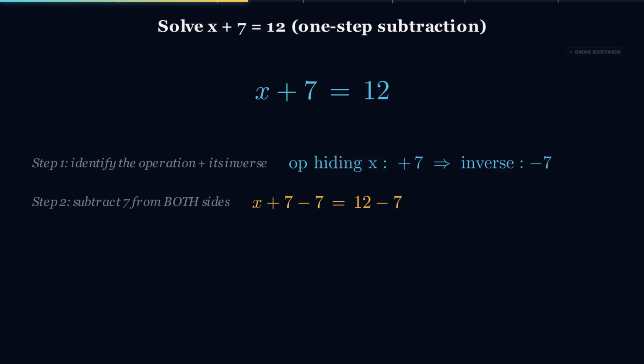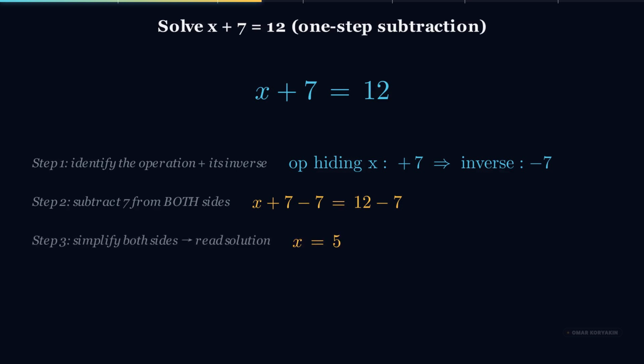Apply the inverse to both sides. Subtract 7 from the left side and from the right side. The left side becomes x plus 7 minus 7, which simplifies to x because the plus 7 and minus 7 cancel. The right side becomes 12 minus 7, which equals 5. The equation has now been transformed into x equals 5.